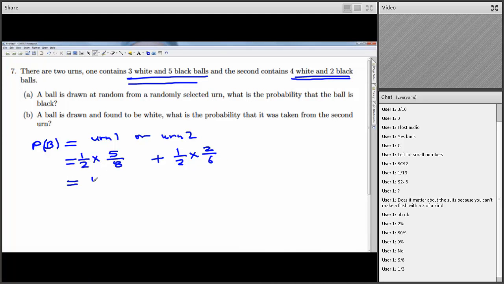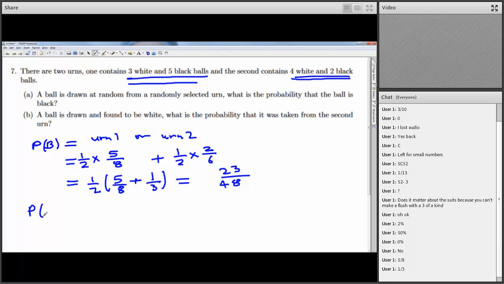Your calculator is more than happy to do it, but I'm going to try to do it on a piece of paper. That's equivalent to factorising a half out. So that's 15 plus 8. So it's going to be 23 out of 48. So again, the calculator's happy to work it out. The probability, therefore, of getting a black ball is 23 over 48.